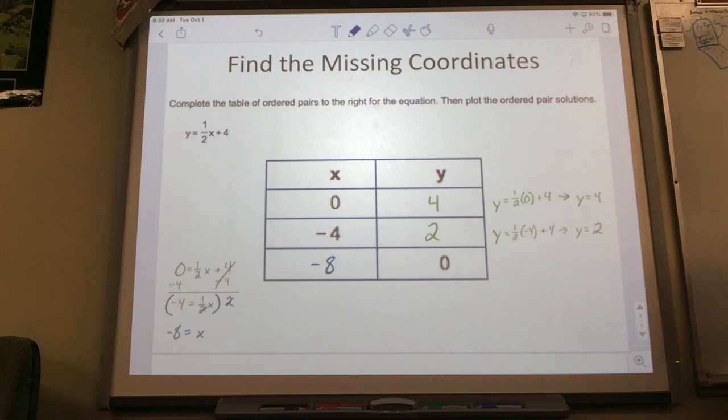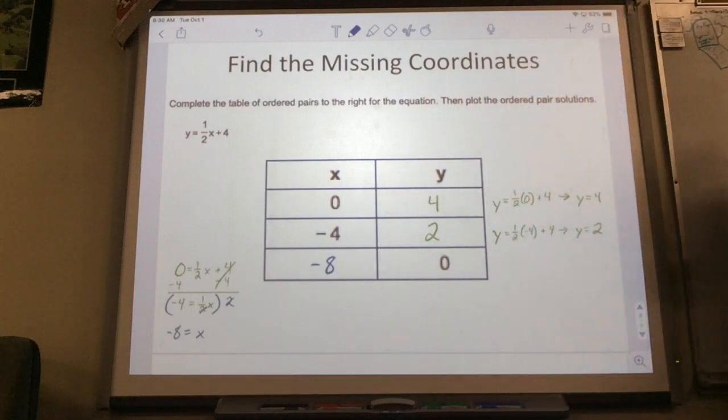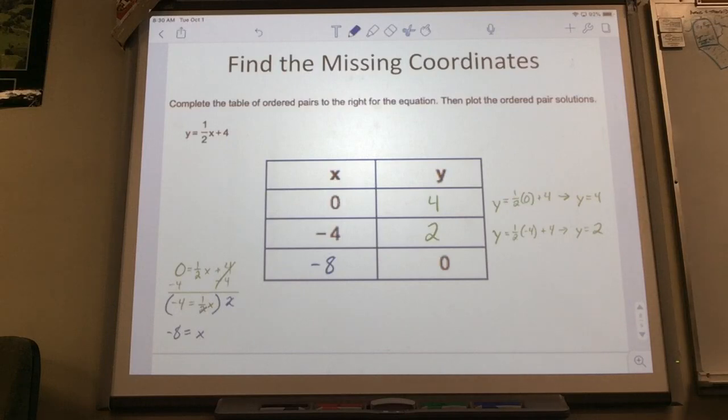Okay, and you can see that that does follow a pattern. That is because it is a linear equation, which makes a line. So it does go in a straight line. Yes? Do we have to work out the equation if the pattern is obvious? Yes, because the pattern won't always work.